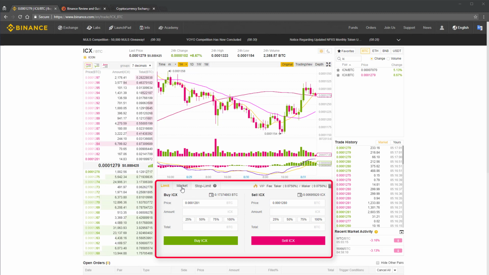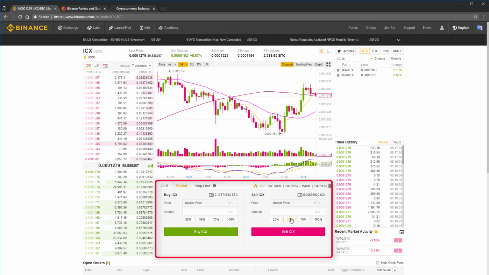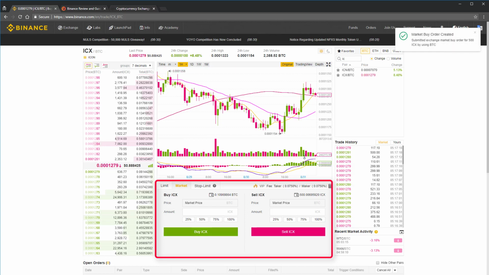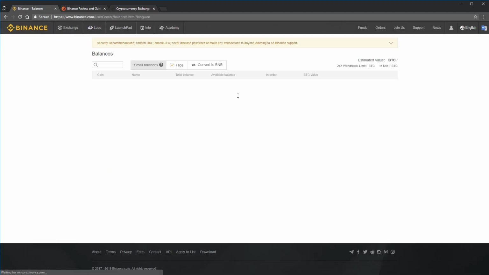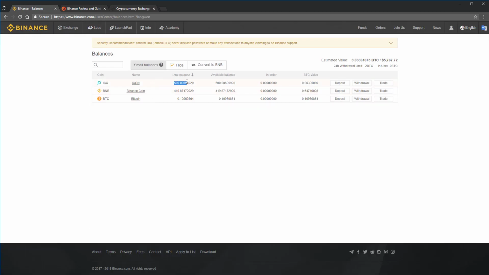Now, with that said, I'm going to go ahead and place a market order. I actually just placed a market order, so you might notice these balances here and here have changed a little bit, but I messed up the recording, so I'm going to have to place this again. I want to buy 500 ICX, and you can see that I already have a very small amount in my account. I'm going to click buy. Since it's a market order, it should execute immediately. We'll go to my balances. And yeah, now you can see I have 500 ICX in my Icon wallet on the Binance exchange.